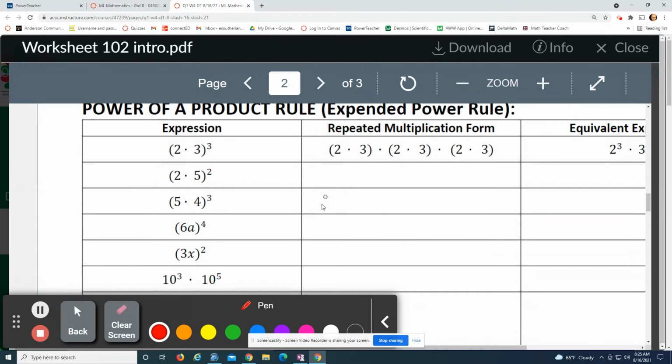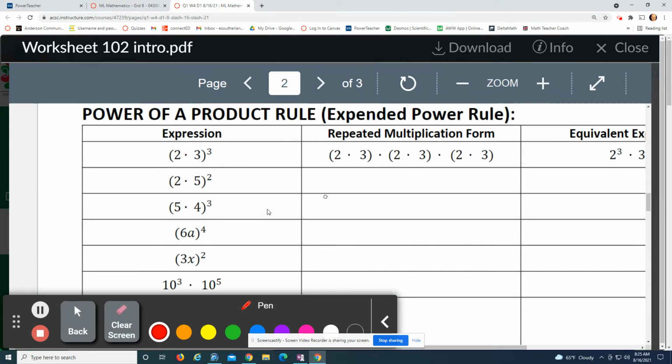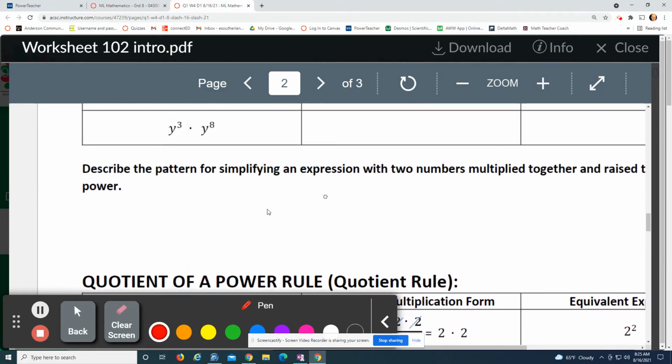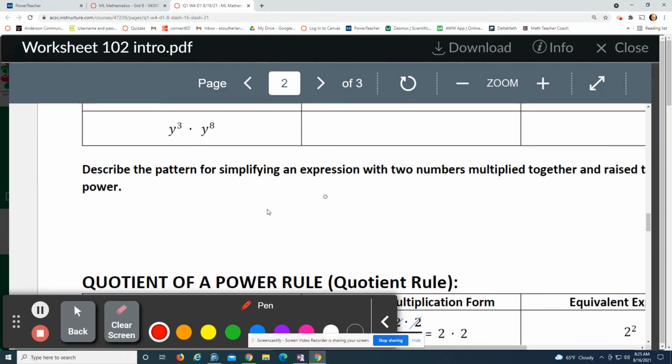So what about the quotient rule? What do you think I'm going to do? Quotient means divide. When I'm dividing numbers with exponents, what do you think I'm going to do? When I multiply, I added. What do you think I'm going to do?